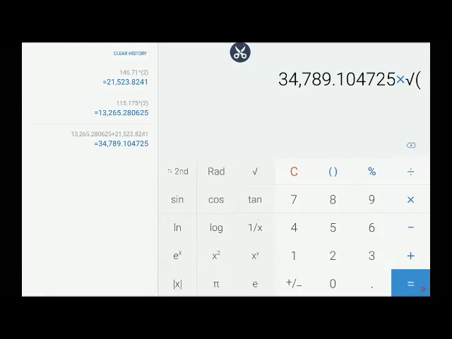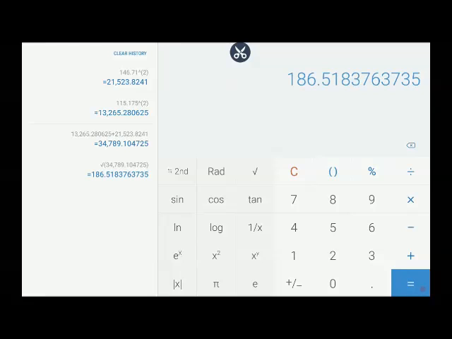Yeah, see it's already wanting to times that number by square root. So I'm going to delete that. And then I'm just going to hit clear. I have it in my history there, so I'm going to clear it out. I'm going to write square root, and then I've got it on the left side, 34789.10475. Okay.